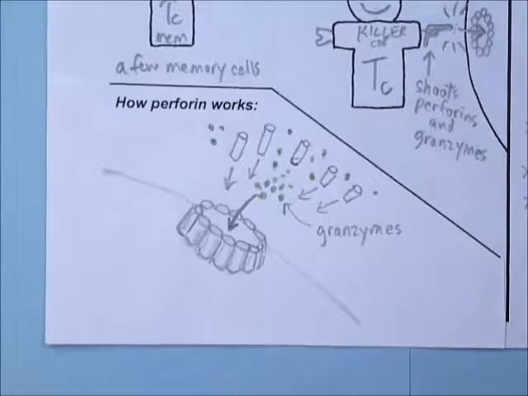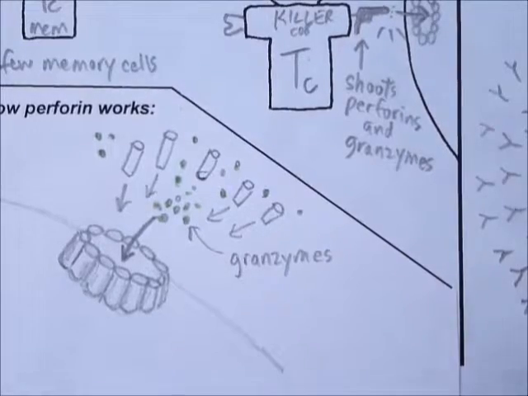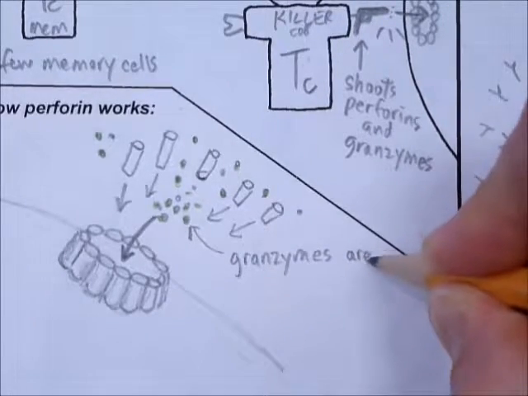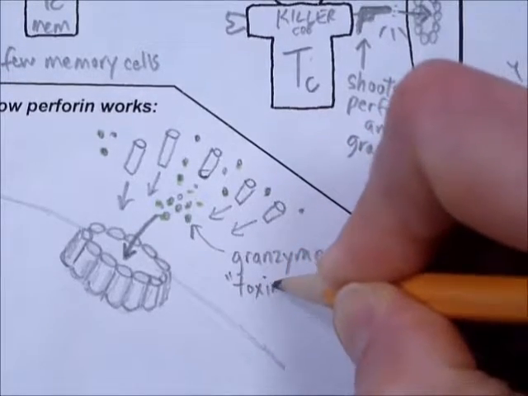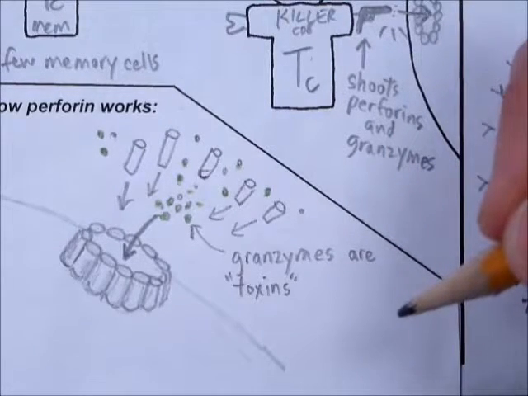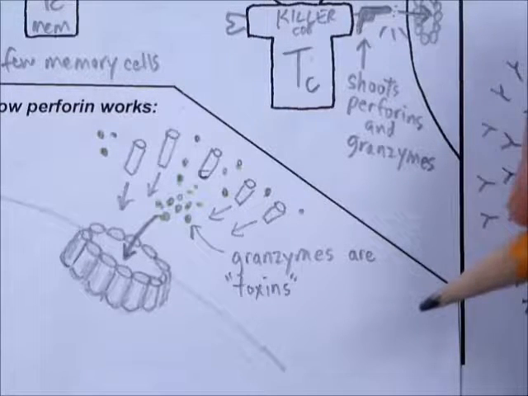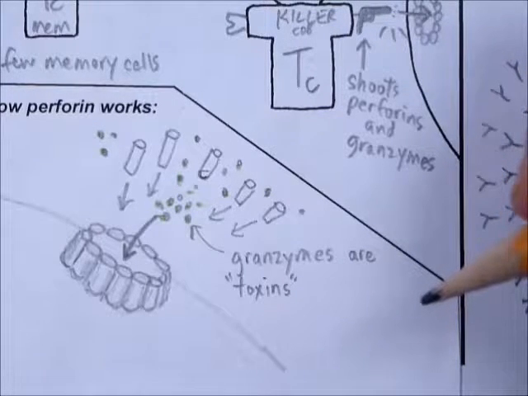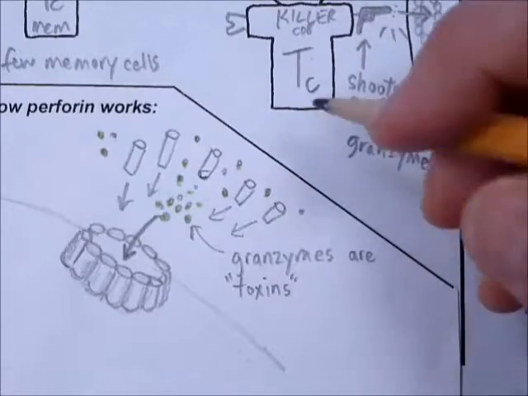And let's note here that granzymes are, I'm going to put toxins in quotes, because usually when we think of a toxin, we think of bee and wasp spray, it's toxic and it kills bugs, or something like a poison dart frog poison or something that is really a neurotoxin, and it affects your nervous system, and that's how it kills you. This doesn't have that mechanism at all, and we'll talk about the mechanism in just a minute.